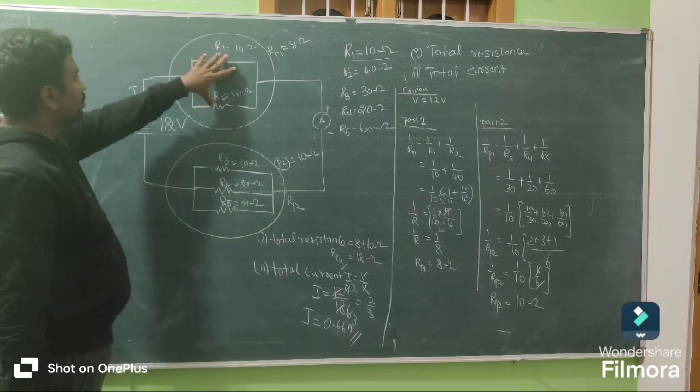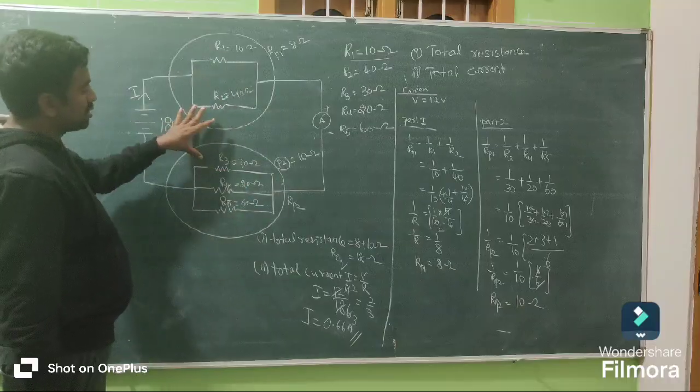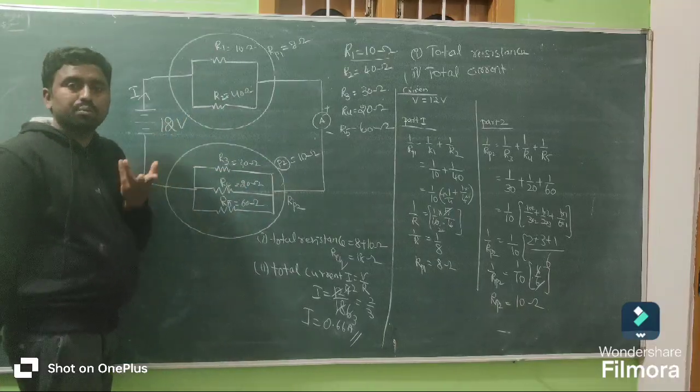So this is related to parallel connection problem. We are calculating resistance, first part, second part, and total resistance and total current. This will definitely help you. Very important question for CBSE 10th exam.